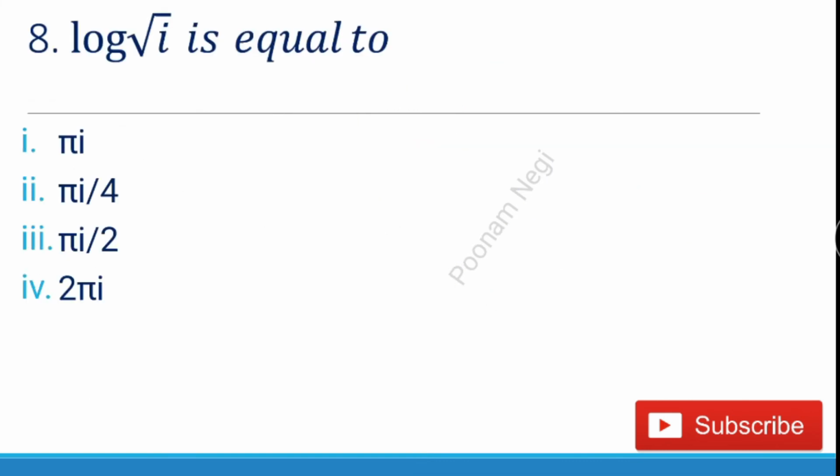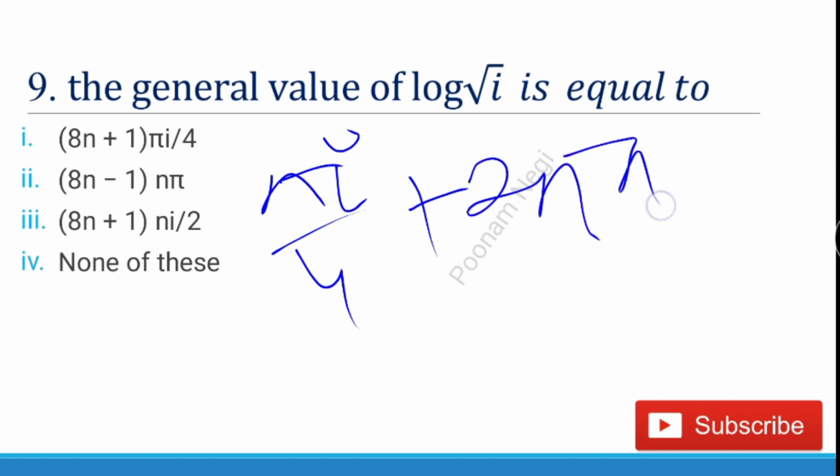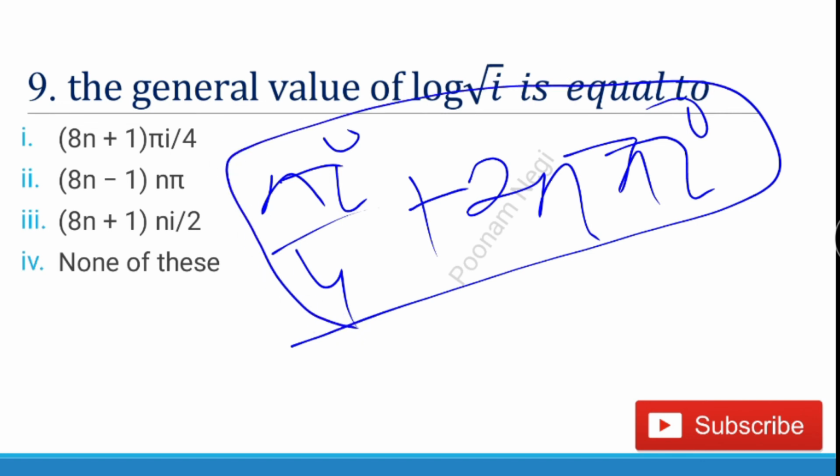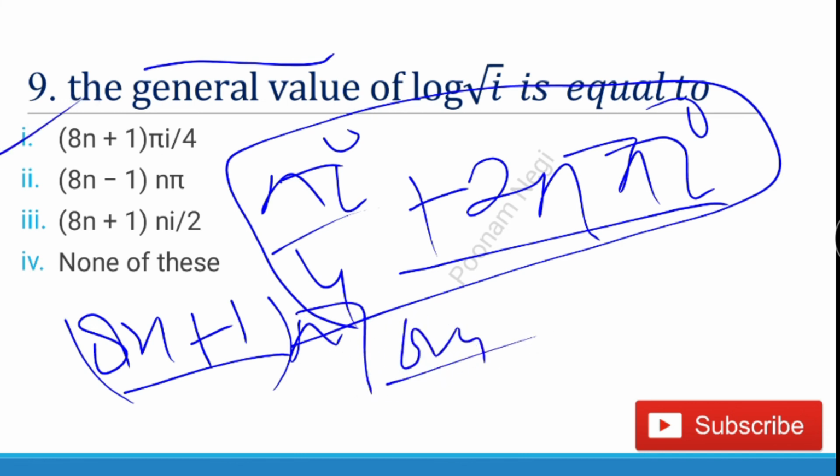In our previous question, the principal value of this was πi/4. When we add 2nπi in this function, you will have your general value. Solve this, it will be (8n+1)πi/4. It means the correct answer is option number 1.